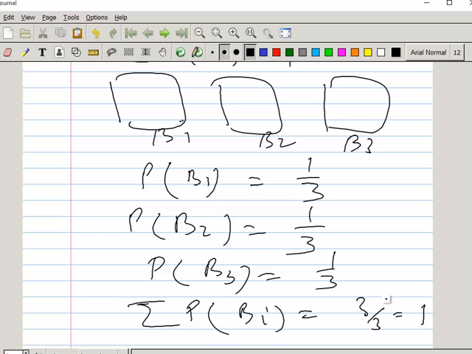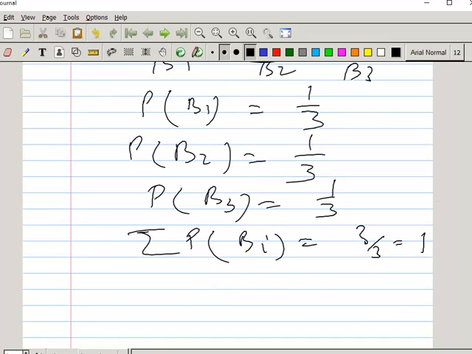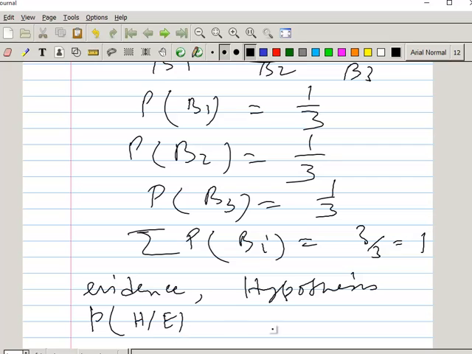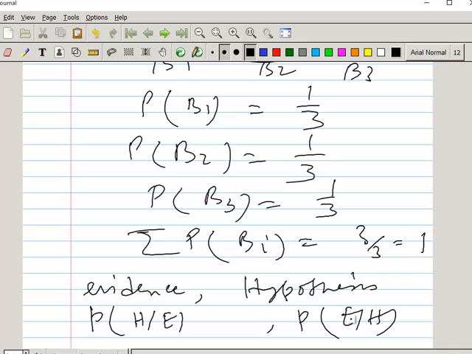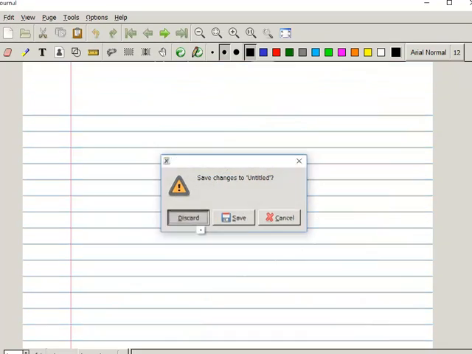So this is a very basic theorem, and we can calculate probability. We have something called probability, and there are two things. One is called evidence and one is called hypothesis. So we calculate probability of hypothesis given E and probability of E given hypothesis. So you can see that when we have evidence and hypothesis, we can calculate both posterior and prior probability using Bayes' theorem.